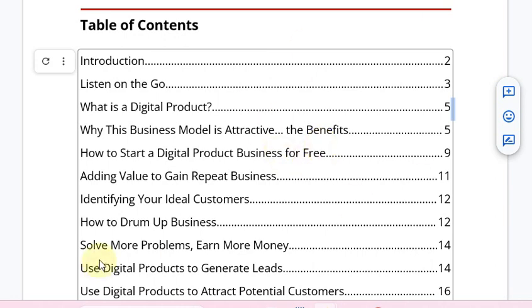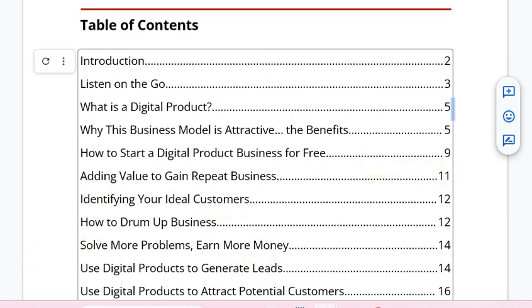There are a lot of different ways that you can approach this, but we show you how to start a digital product for free, and how to add value to gain repeat business. You don't want to just sell a product to someone and then never see them again. You want repeat customers. So we talk about that and how you can make that happen.